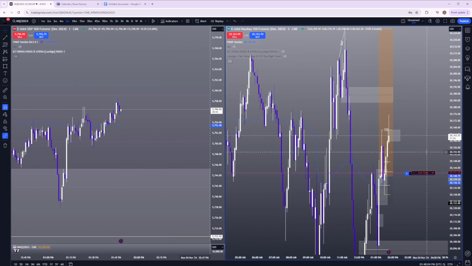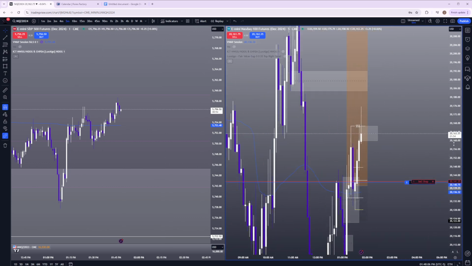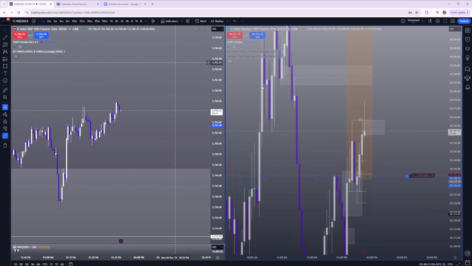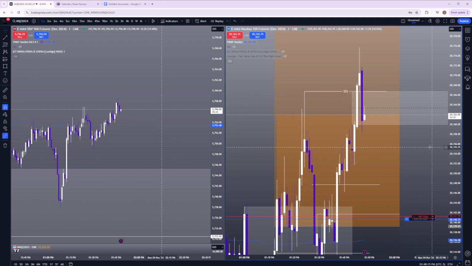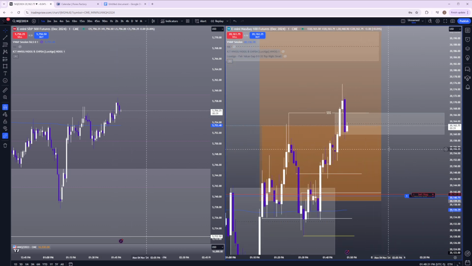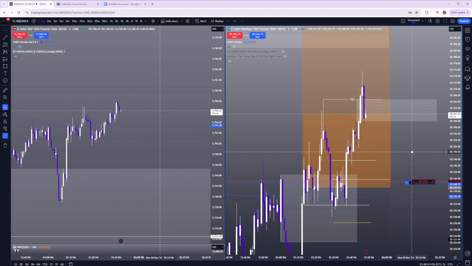Re-entry point, you can look. I would be a little bit more cautious about getting a re-entry up here. You might want to wait, like if we get another inversion fair value gap right here. I would be a little more patient for a re-entry right now.